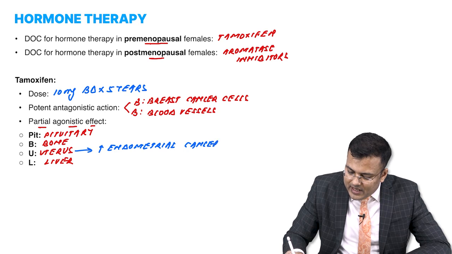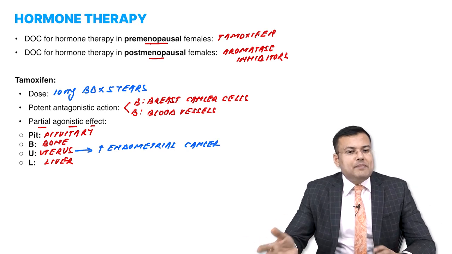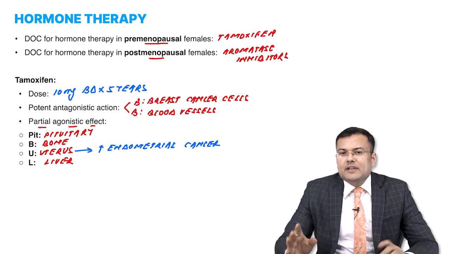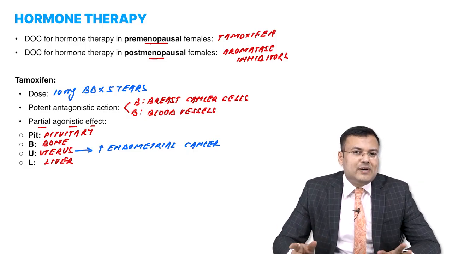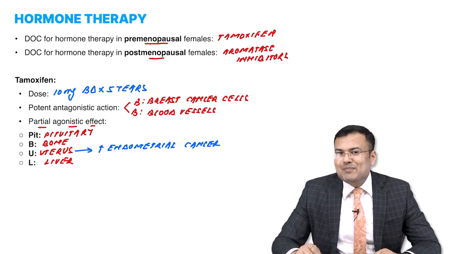So I'm repeating the question again. This was asked many times. Drug of choice for hormone therapy in premenopausal females, tamoxifen. In postmenopausal females, aromatase inhibitors. Clear? Now let's discuss the MCQs.